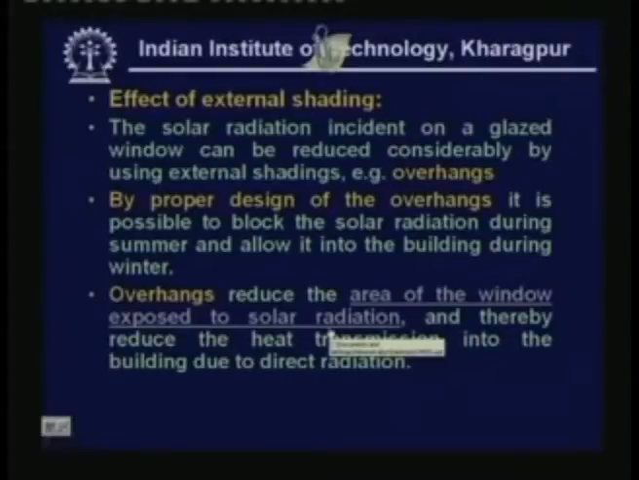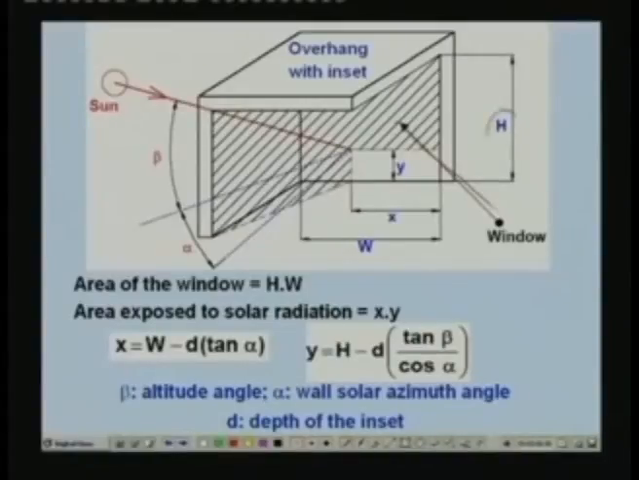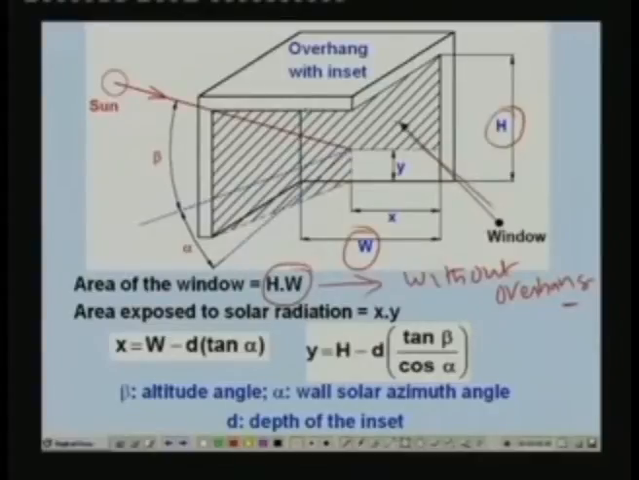So, what is the effect of overhangs? As we know, overhangs reduce the area of the window exposed to solar radiation and thereby reduce the heat transmission into the building due to direct radiation. Let me show this. So, this is the window. The window has the dimensions of height h and width w. So, the area of the window is given by h into w, and the area exposed to solar radiation without overhang is equal to this, because the entire area is exposed to solar radiation.